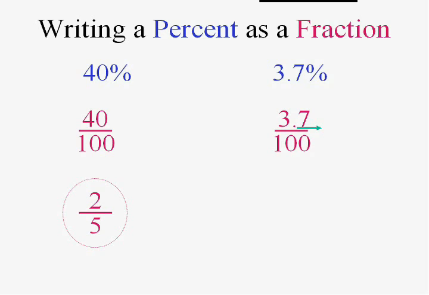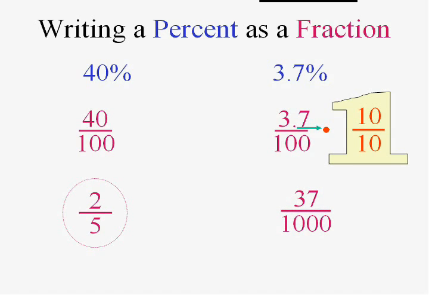And if I do that to the top, I have to also do it to the bottom, which I'm allowed to do. So I'll multiply by 1 in the form 10 over 10, and I'll get 37 in the numerator and 100 times 10, 1,000 in the denominator. Now, if that wasn't reduced, I'd be required to reduce it, but it is reduced. So we're in good shape.